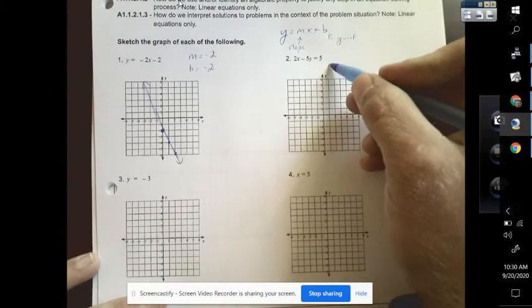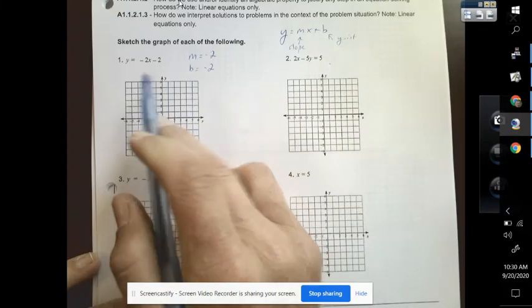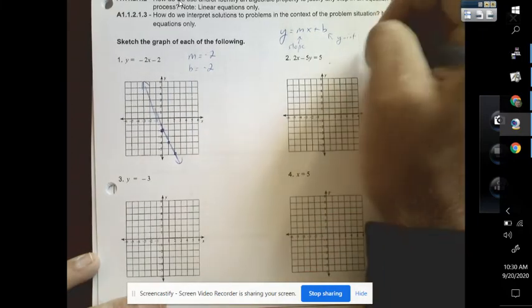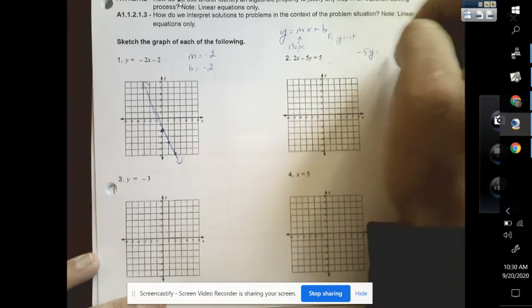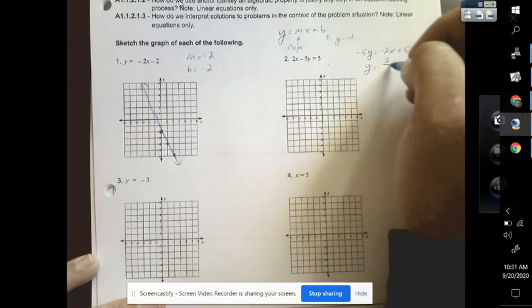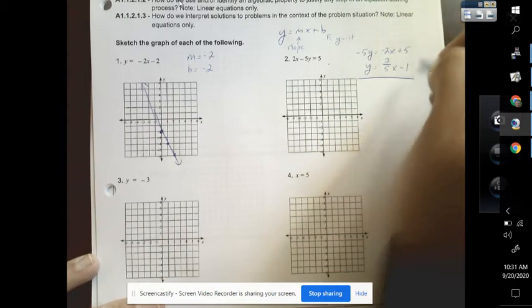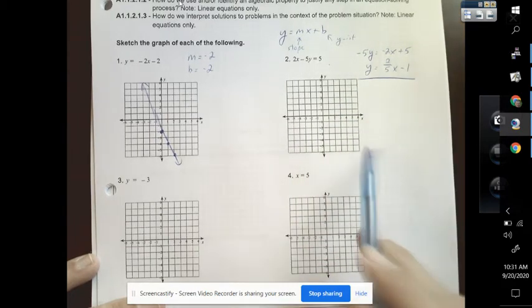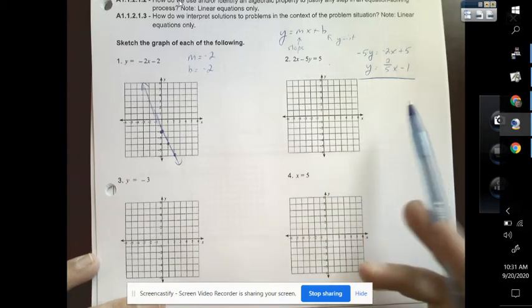Here, I have to do a little bit of work first, okay? Like here I already had y by itself, here I do not. So I'm going to subtract 2x over, divide everything by negative 5, okay? Y equals 2/5 x minus 1. Now I have it in slope-intercept form. Now I can rock and roll.